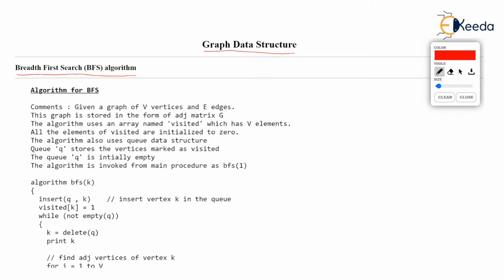Whenever we write any algorithm, it's good practice to write comments. In the comments, we write what is given to us and what we are supposed to find, and whether we are going to use any additional data structures or variables. All these things are written descriptively in the comments. So what are we given? We are given a graph, any graph, it can be directed or undirected, which has V vertices and E edges.